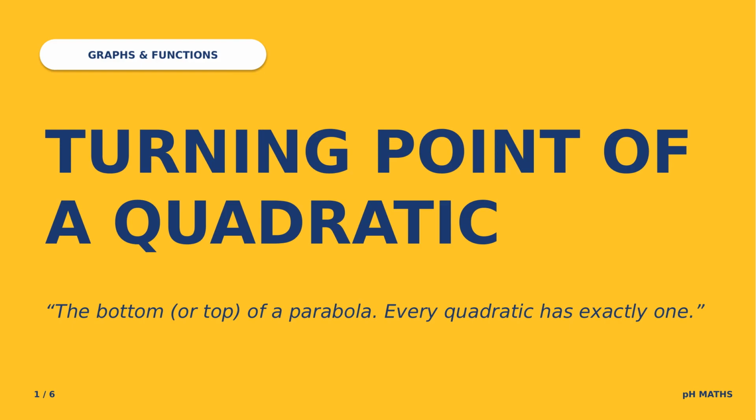Today's explainer is the turning point of a quadratic, the bottom or top of a parabola. Every quadratic has exactly 1. By the end of this video, you'll know how to find it by completing the square with no calculus needed.